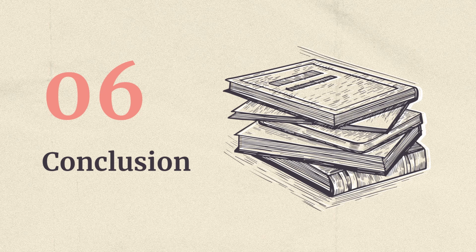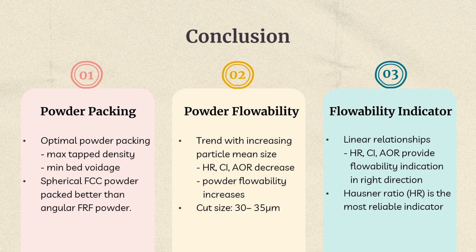To conclude, all the objectives of this research have been achieved. For powder packing testing, optimal powder packing is achieved at maximum tap density and minimum bed voidage. The more spherical shaped FCC powder packed better than the more angular shaped FRF powder. For the powder flowability testing, HR, CI, and AOR decrease when the particle mean size increases, indicating that powder flowability increases with particle size. The cut size between free-flowing and cohesive powder ranges from 30 to 35 micron.